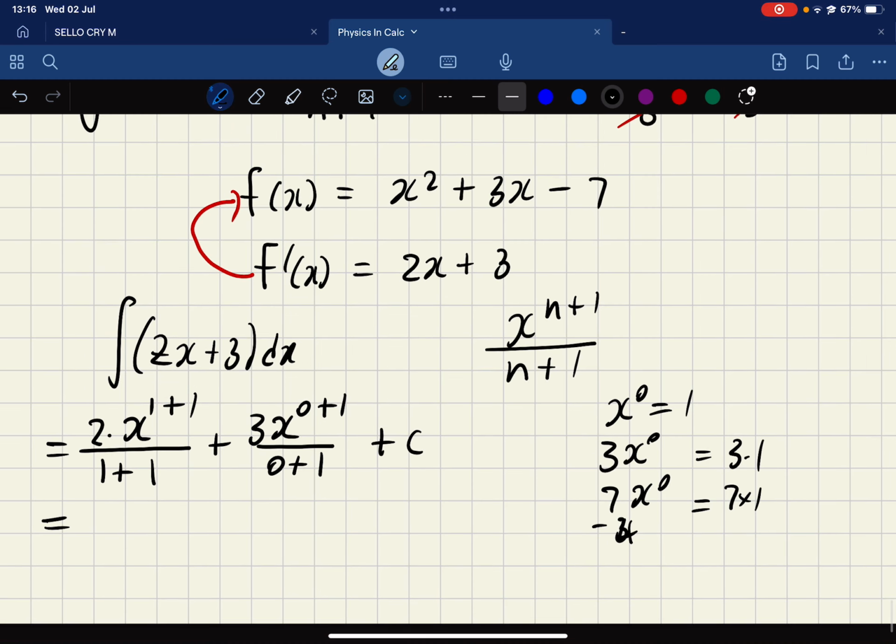So what is 1 plus 1? It is 2. 2 divided by 2 is 1. So we remain with x squared plus 0 plus 1 is 1. 3 divided by 1 is 3. 0 plus 1 is 1. Meaning we have 3x to the 1 plus c. We see that thing is our f of x. Understand?